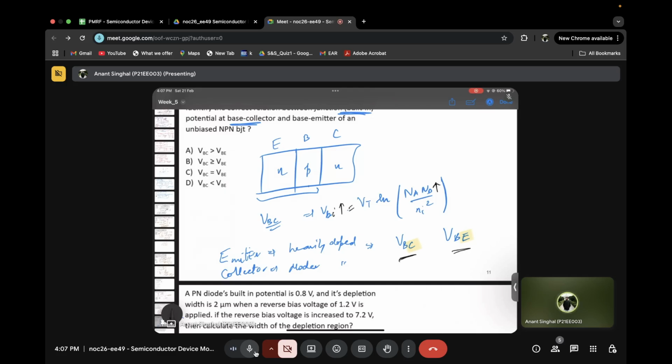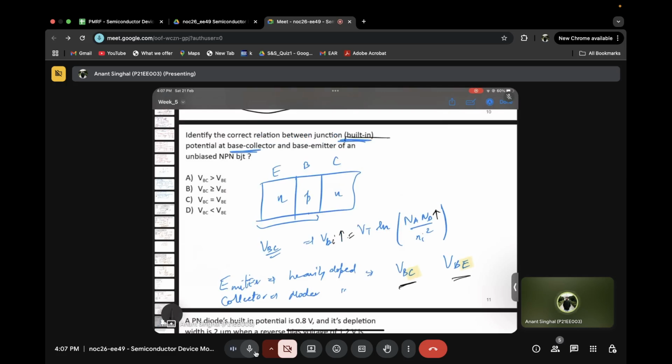The question is asking at which junction the built-in potential will be higher. So it is like this, right? VBE is greater. So what is the answer? Option D is the correct answer, right?